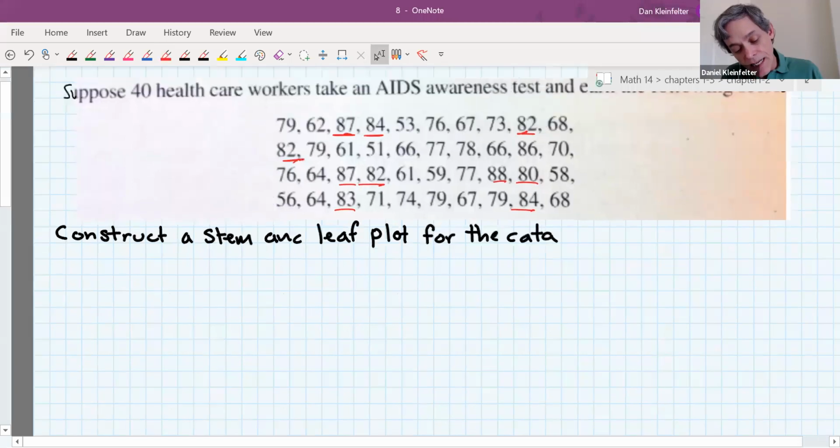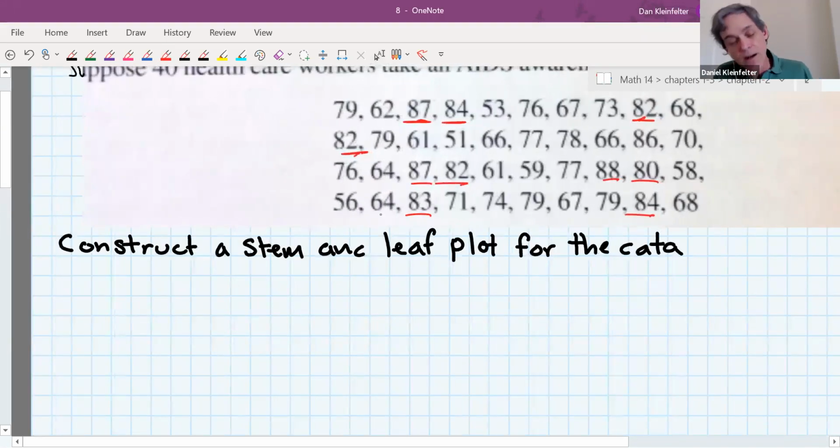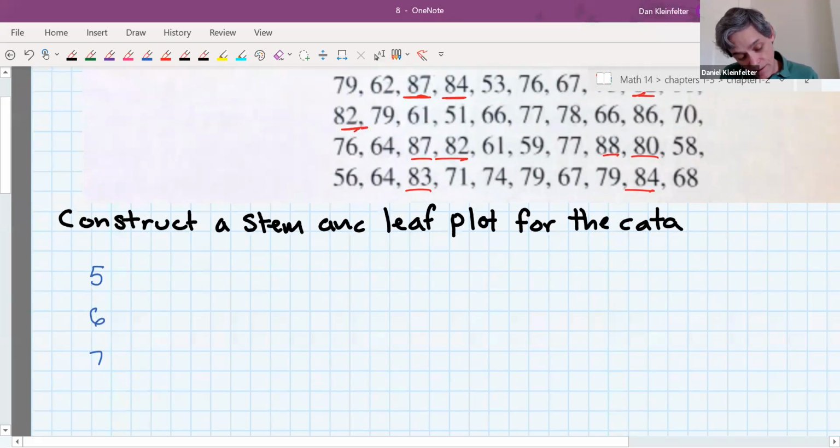As far as tens digits, the smallest tens digit I'm seeing here is a 50. The lowest scores are in the 50s. So I'm going to have one, what's called a stem here, because it's like stems of leaves on a tree. The lowest is 5 for the 50s, and then they go up to, it looks like, the 80s. So we'll have 50s, 60s, 70s, and 80s.